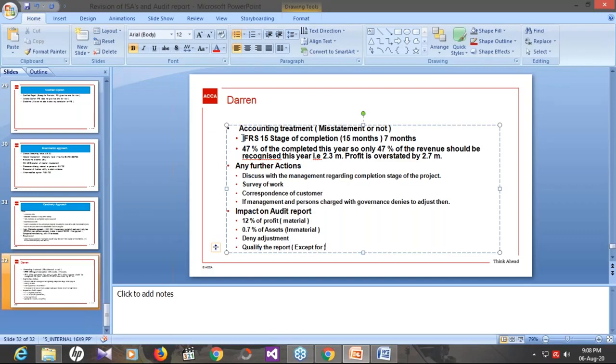When we apply that, 7 months are complete out of a total of 15 months, so this means that 47% of the revenue and profit relates to this year. The extra 53% that has been recorded this year is the overstatement and is regarded as the misstatement. Then you will go further towards any further actions that are required, and then you will discuss the impact on the audit report. So this is how you are going to tackle this type of question.